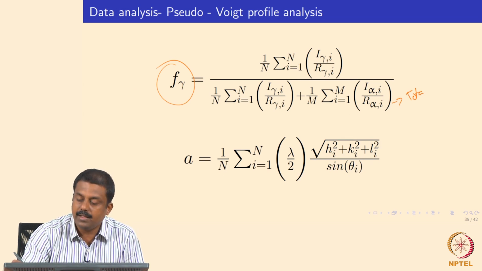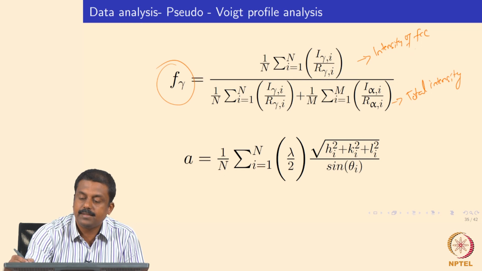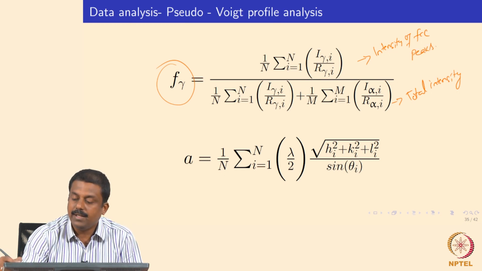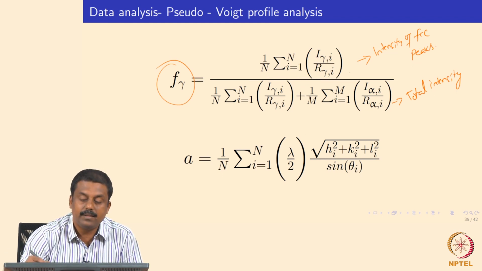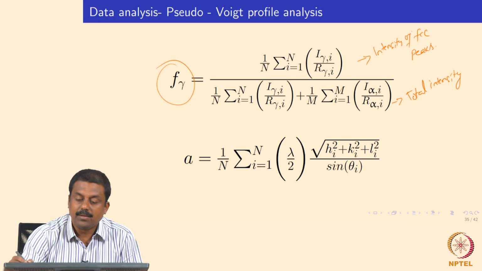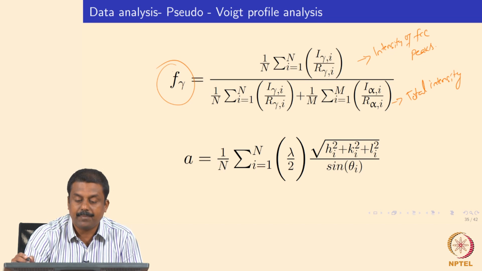So the amount of retained austenite present in the microstructure is nothing but the total intensity in the diffraction over the intensity of FCC peaks. So the total intensity over the intensity of FCC peaks will give us the ratio between the total microstructure over FCC. That would again give us the amount of retained austenite present in the microstructure.